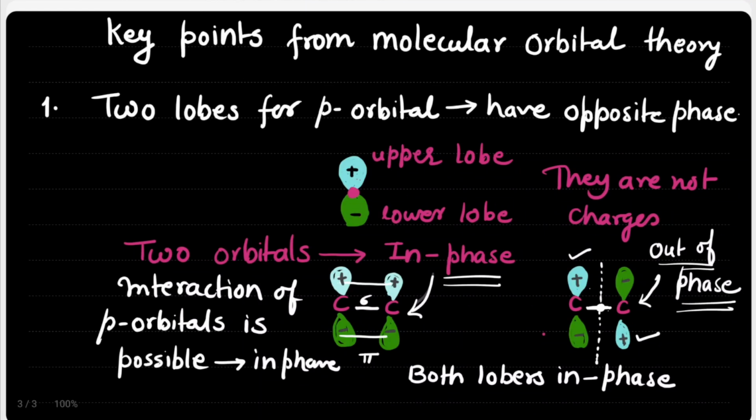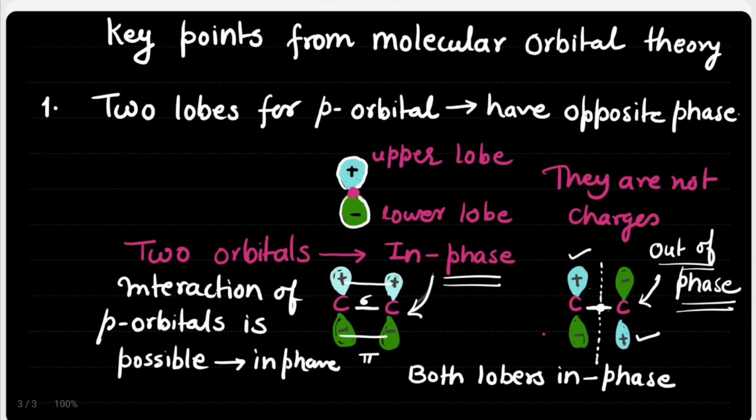I hope you understand this concept. Basically there are two lobes of the pi orbital, and those pi orbitals have opposite phases. Means that this is your first phase, that is the plus sign, and this is your minus sign. I can say that in another way: the lower lobe is below the plane, and the upper lobe is above the plane.